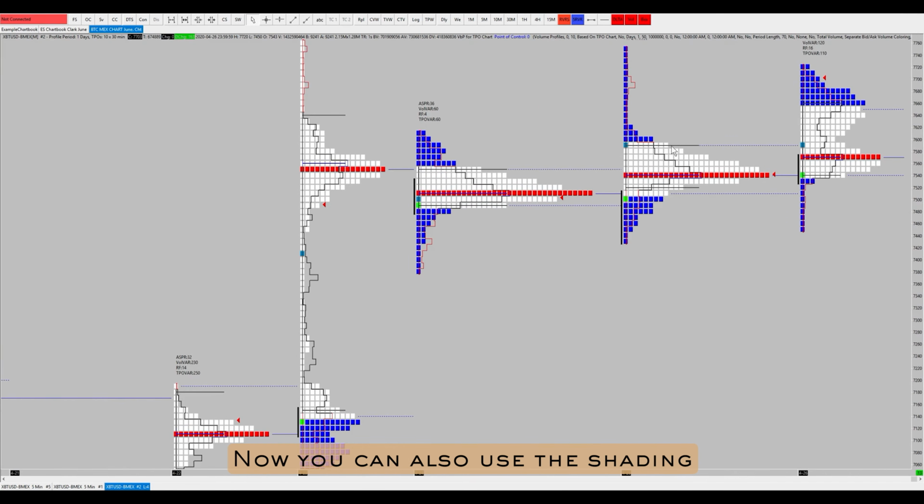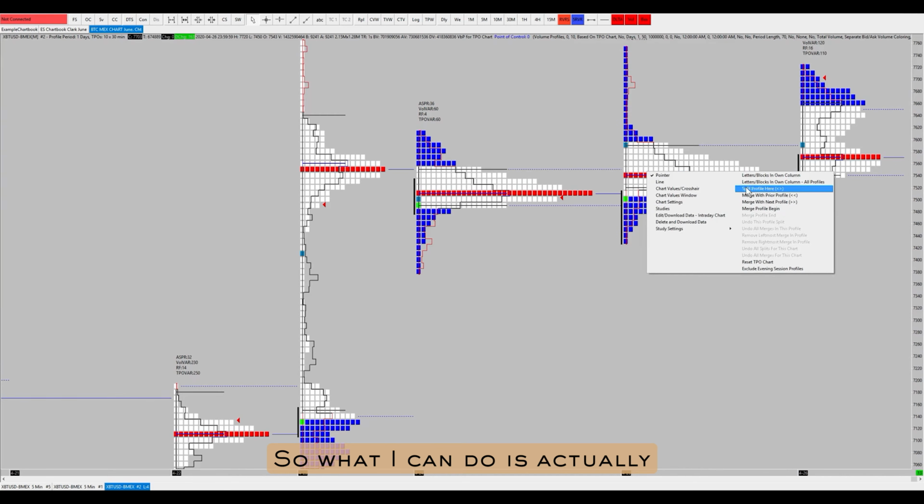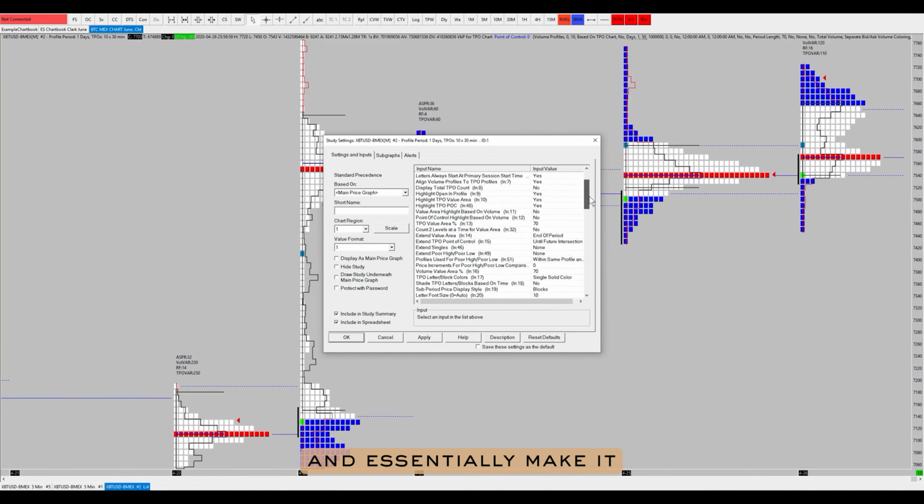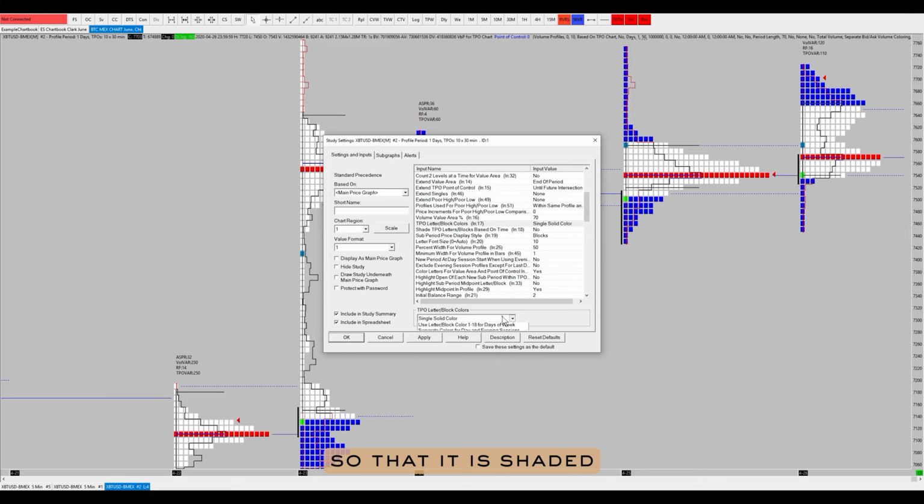Now you can also use the shading. So what I can do is go to study settings and open this up and essentially make it so that it is shaded. What we'll do is, it's actually not there. Shade, there we go. So we could shade these and it'll show a transition from light to dark, how we have evolved over the day.